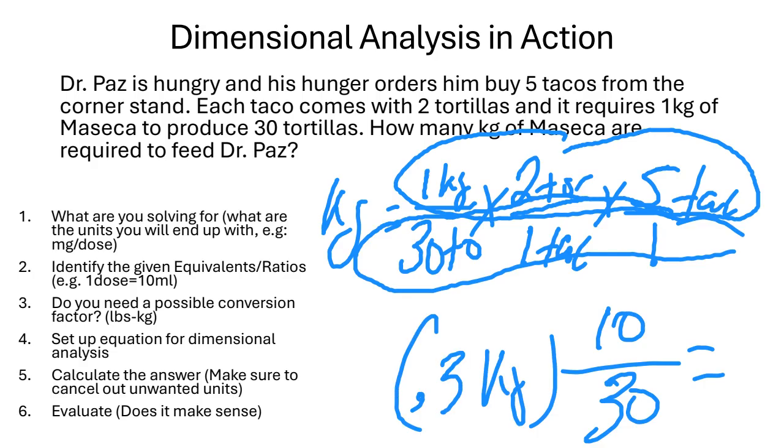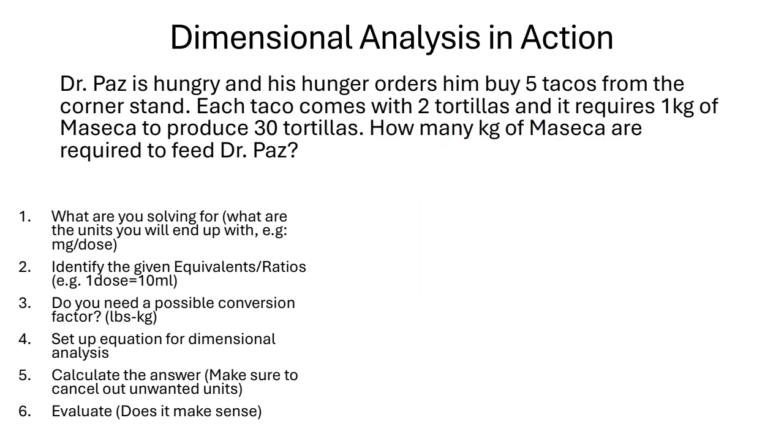Okay, well, this is really useful. So now I'm going to erase this and show you guys a clearer version of it so you can see how you cancel all those units. So we're looking for the kilos. We start with 1 kilo. That will give you 30 tortillas.